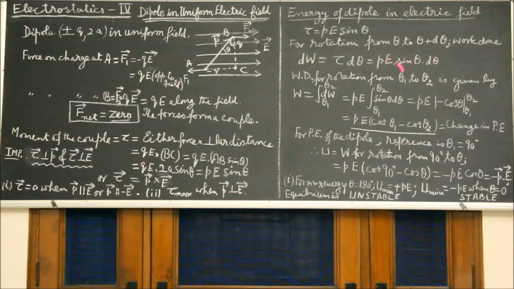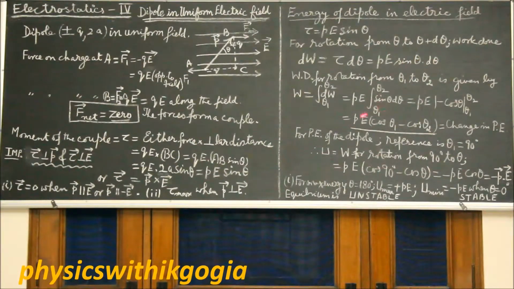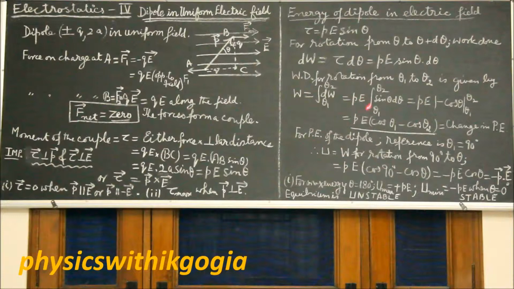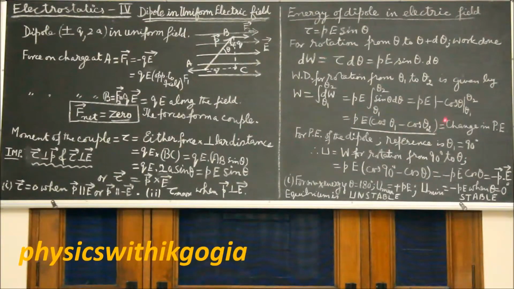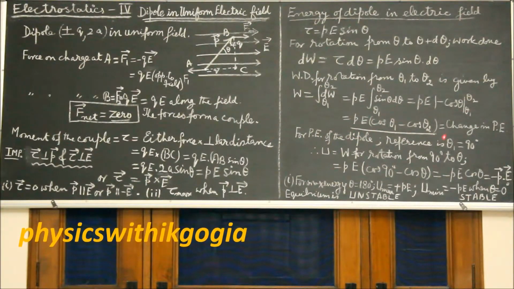If you rotate the dipole from its present position, that is angle theta, through a small angle d theta, that is to theta plus d theta, the work done for rotation is given by dW is equal to tau d theta, or PE sin theta d theta. And the work done for a rotation from theta 1 to theta 2 is given by the integration of this expression, PE sin theta d theta. P and E being constants, you can take them out, and integrating within limits theta 1 to theta 2, you get this expression.